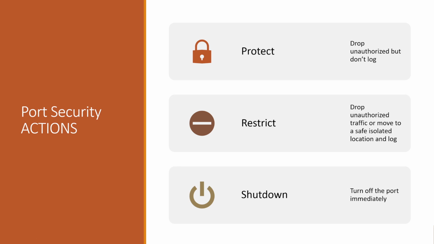Now there are a few different ways of doing port actions here. The first one would be protect, where the port will silently drop unauthorized traffic but not generate any logs. The next would be restrict, where the port drops unauthorized traffic but also generates logs. This way we can monitor. Or finally, we can shut down, where the port will be immediately disabled. The administrators must manually re-enable it. This is the most aggressive response and is often used in high security environments.